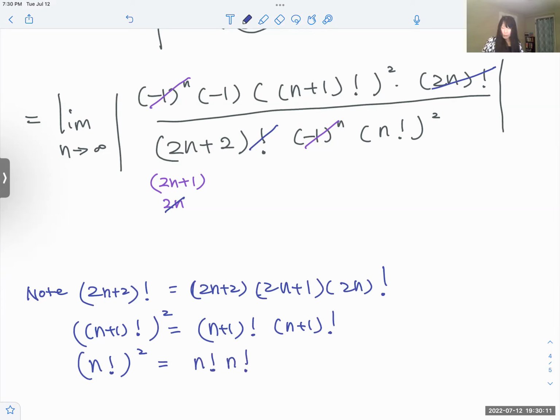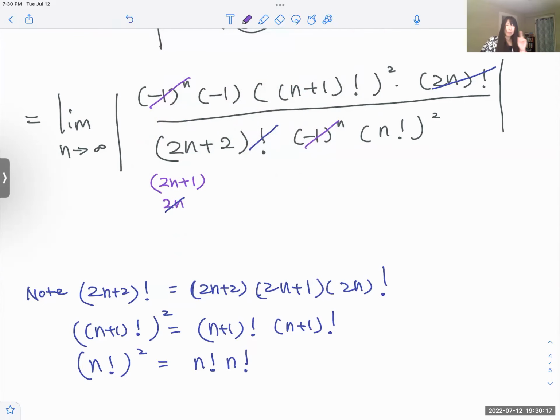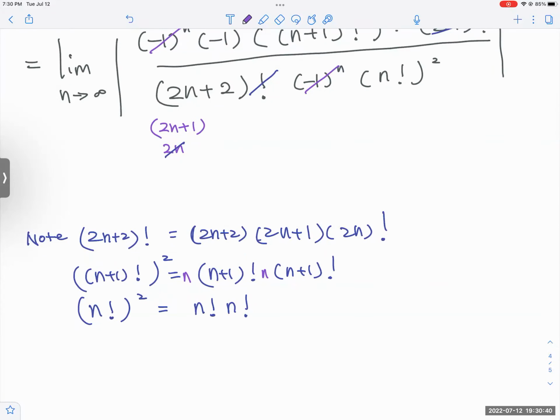Okay. Then, no, sorry, this is a little bit complicated. So before n plus 1, we're going to have n, right? So basically n plus 1 times n factorial, and n plus 1 factorial again, and we have n again. Make sense? Yes. Okay, good. Let me explain one more time.